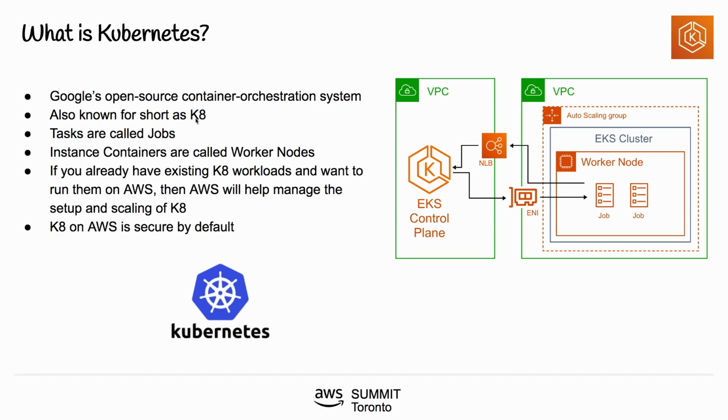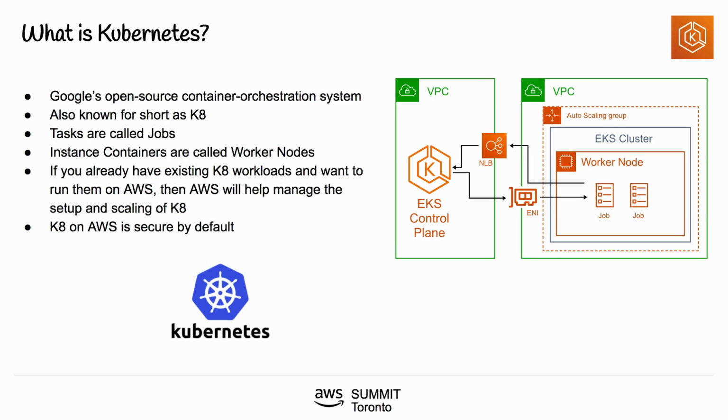And so in Kubernetes, tasks are called jobs, and instance containers are called worker nodes. The big advantage of using Kubernetes over ECS is if you're already using K8s for your workloads, okay? If you're already using AWS, I always recommend ECS over K8s. But if you are worried about vendor lock-in, K8s is an open source project, so you can run your workload here. And if tomorrow you need to move to anything else, you can do so, okay? And K8s is secure by default, so that is very nice as well.